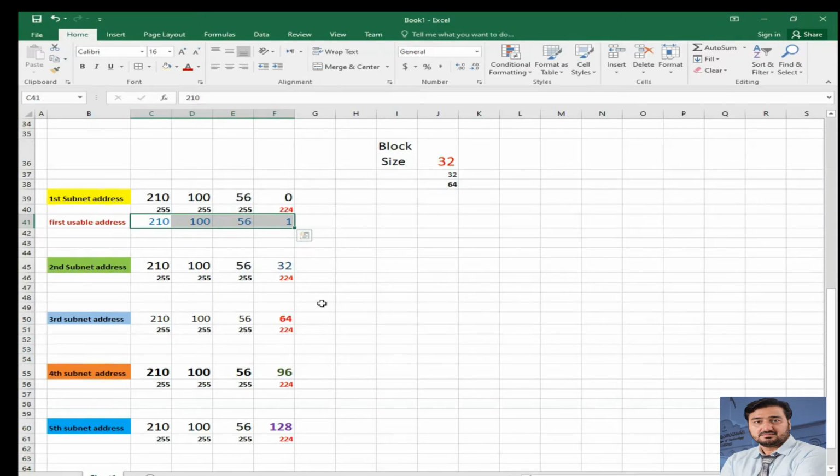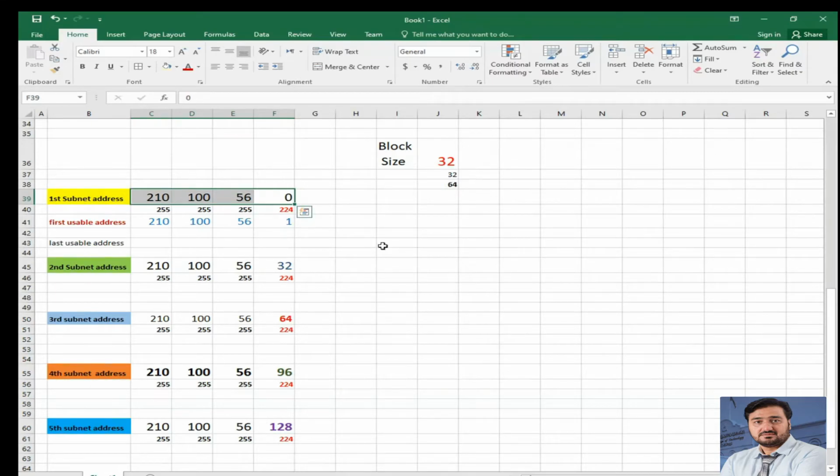As I told you, this is our formula, 2 power n minus 2, so you need to subtract. Here is the last usable address. This address we can assign to the PC. We cannot assign this address to the PC.